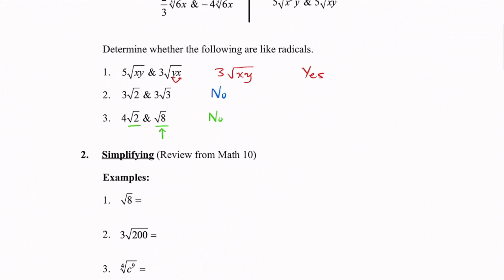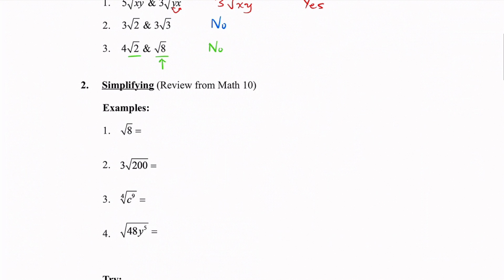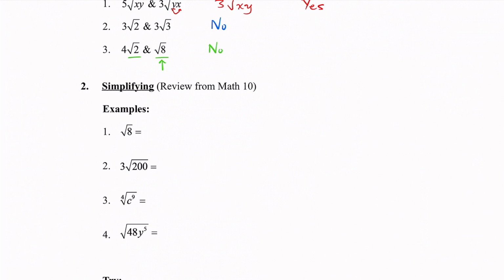So moving into this simplifying section here, this is review from what you should have done in a previous math course. So the first example, we've got root 8. Now, whenever you have a square root, what you want to do is try to break down the number into numbers that are perfect squares, because it is a square root. So I want to try to break it down into numbers that are perfect squares. Some perfect squares I'm just going to write up top here.